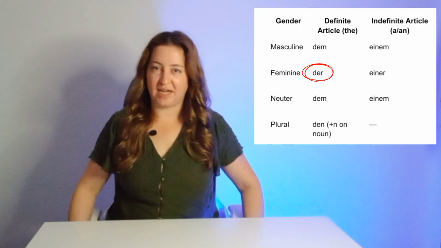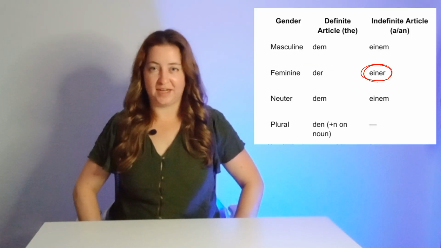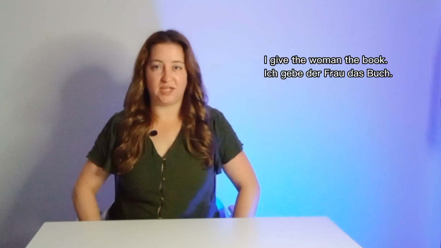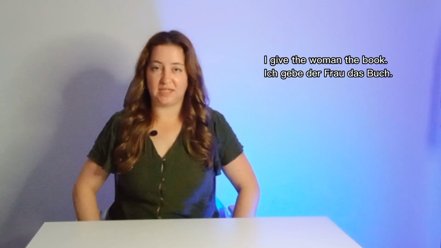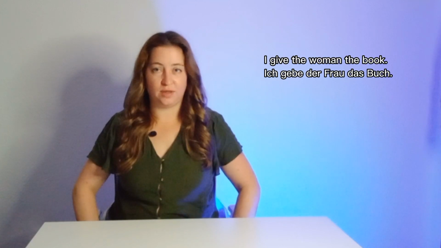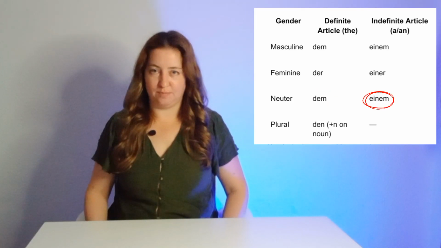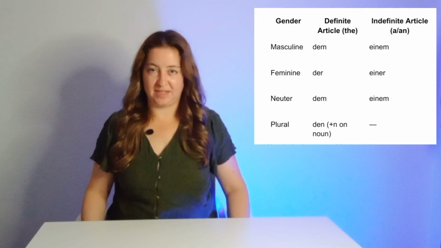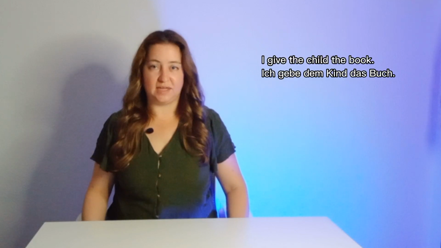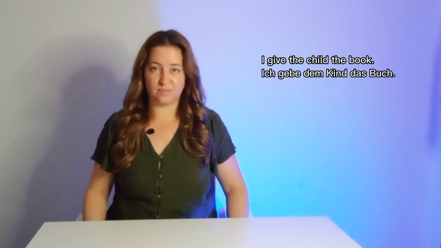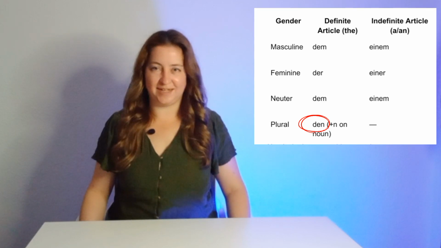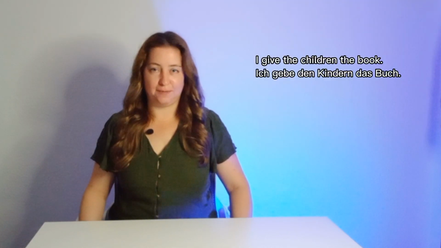Feminine becomes der or einer in dative. For example, ich gebe der Frau das Buch. I give the woman the book. Neuter becomes dem or einem. This is the same as the masculine case. Ich gebe dem Kind das Buch. And plural becomes den. For example, ich gebe den Kindern das Buch. I give the children the book.